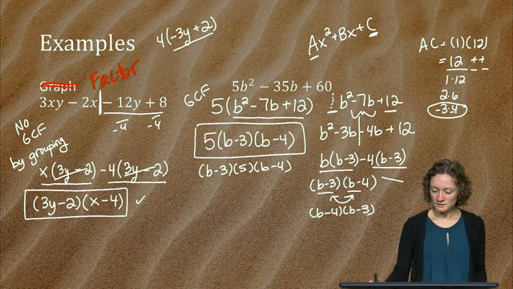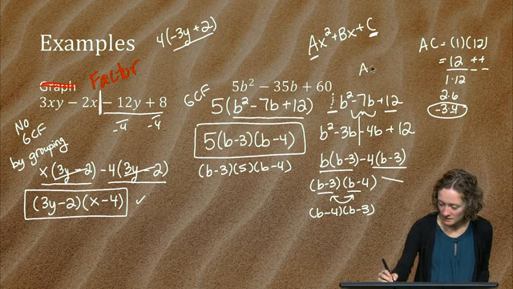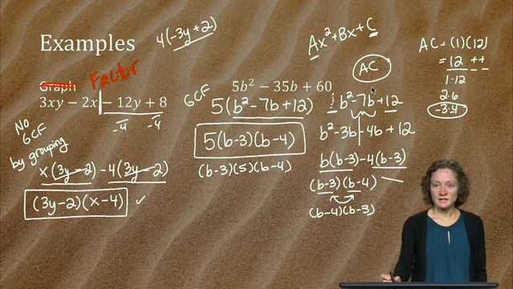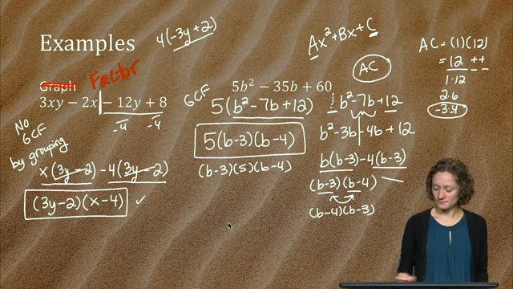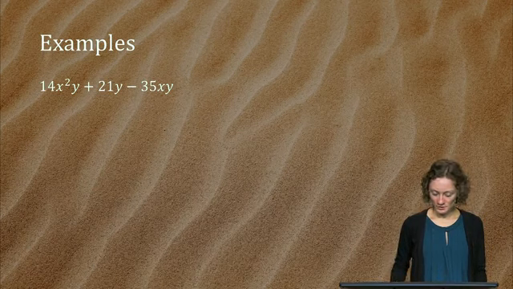All right. Oh, so this method is AC. We had a GCF, and then we also use the AC method. All right, one more together.